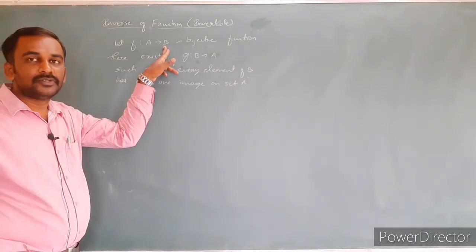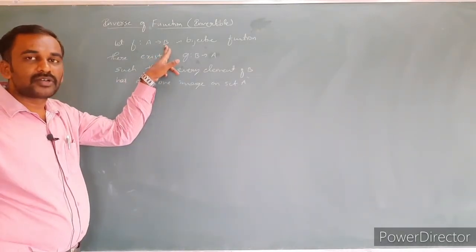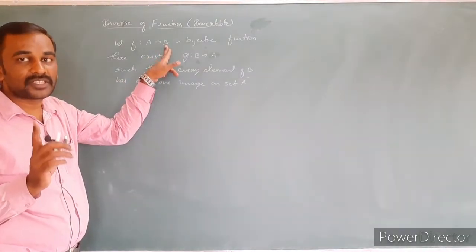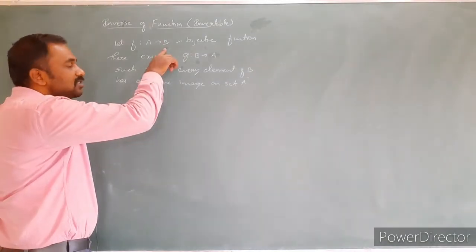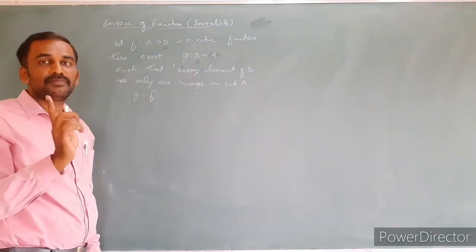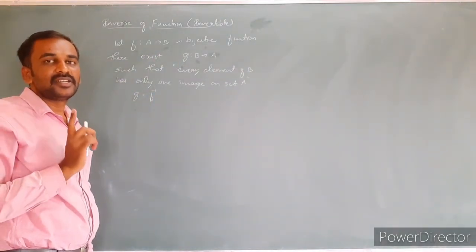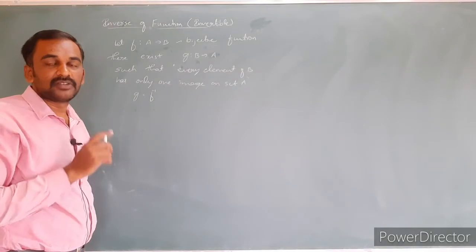What is the definition of onto? Every element of the codomain set has at least one pre-image. I am just changing it a little bit: it has a unique pre-image. Then only you can say that it is a bijective, or sorry, invertible function.